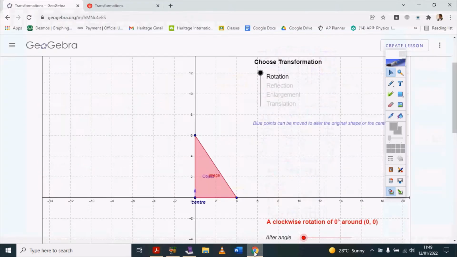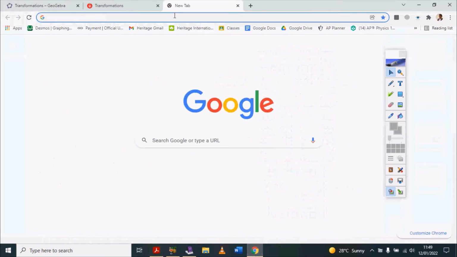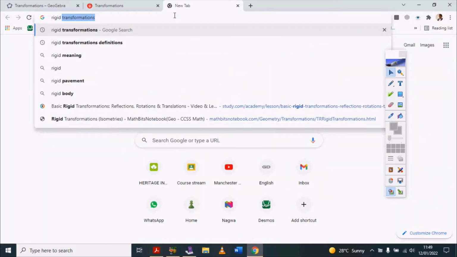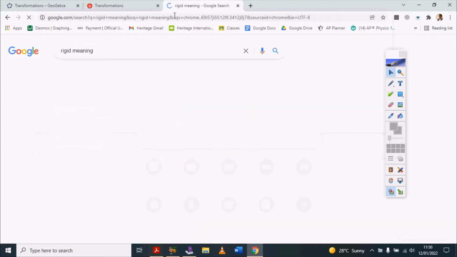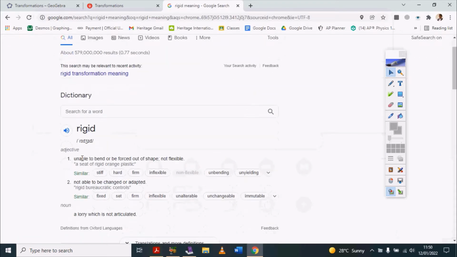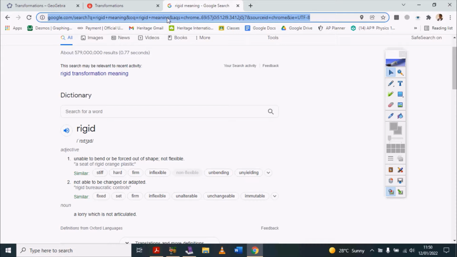So the word rigid is just an English word that means something that is unable to bend or be forced out of shape, or is not flexible. If you're a rigid person, then you're not flexible. Some people complain about that. And to transform something simply means to change its position or its shape or its size or orientation.